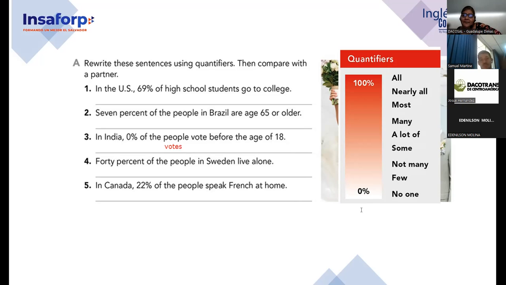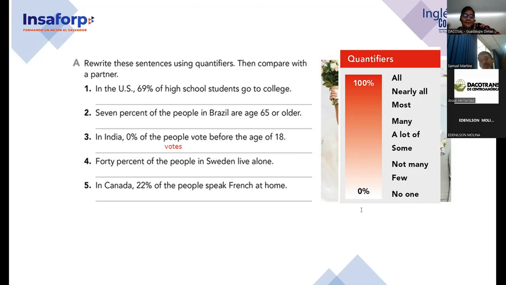Go, please. Okay. Not many people in El Salvador live alone. Okay, not many people. Yes, right? Not many people in El Salvador live alone. I like it. I like your idea. Samuel, number five, please. Hello.